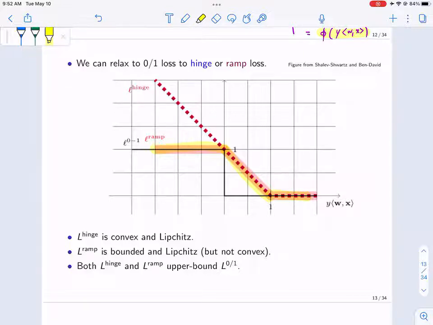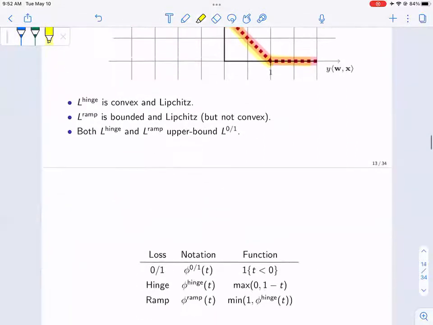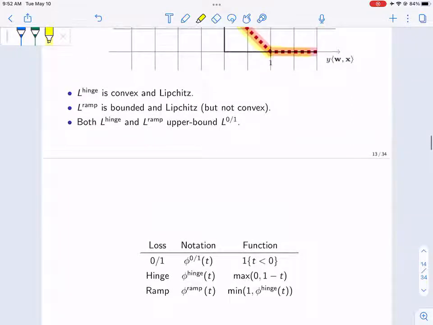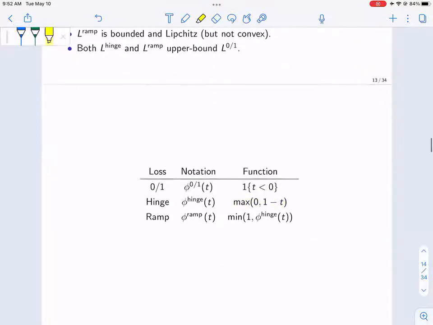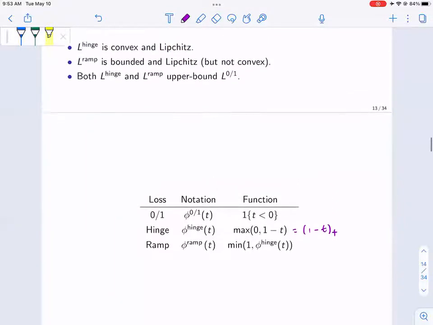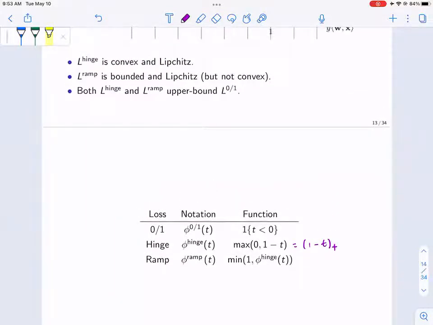The hinge loss is the one that is 0 here and then linearly goes up as you have more errors. So this is convex and Lipschitz. And you can see both ramp and hinge are upper bounds on the 0-1 loss. In terms of the notation, the 0-1 loss is this indicator function. The hinge can be written as the maximum of 0 and 1 minus t, sometimes written as just 1 minus t, the positive part. If it's positive, it's itself. If it's negative, it's 0. And this ramp loss is basically the hinge loss capped at 1, so the minimum of 1 and the hinge loss.